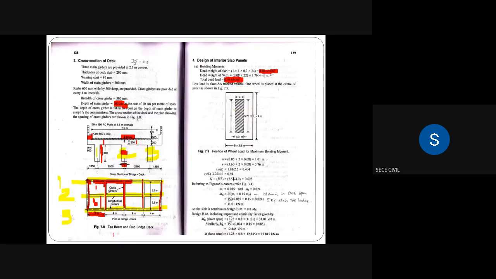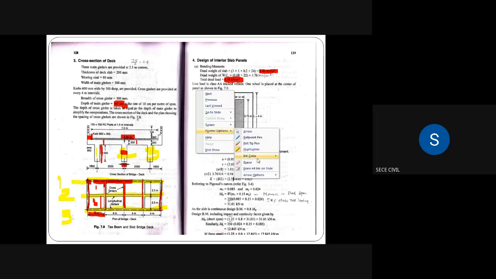Okay, next we have to calculate the bending moment in short span and long span by using live load also. Okay, by using live load.